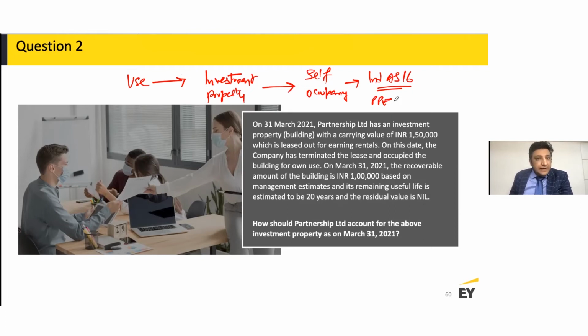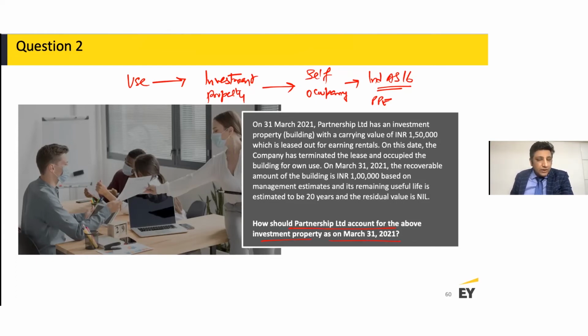On the same date, by the way, the recoverable amount of the building is given as 1 lakh rupees based on management's estimates, and its remaining useful life is estimated to be 20 years and residual value is nil. The question's requirement is how should Partnership Limited account for the above investment property as on 31st of March 21.